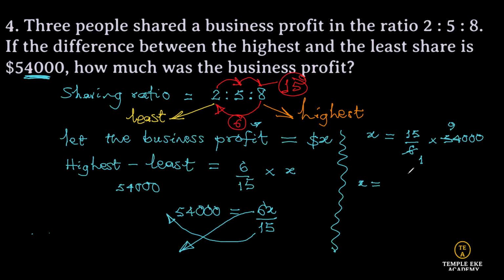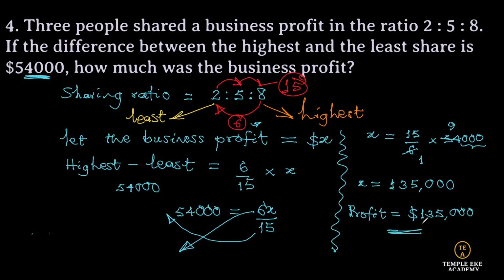9 times 5 is 45. Thus we have 5, taking 4 over, and 9 times 1 is 9, plus incoming 4 gives 13, so 135. And now we have the chain of 3 zeros here, so 135,000, which means the business profit was actually $135,000. So the profit is $135,000, our final answer. And that's very simple.